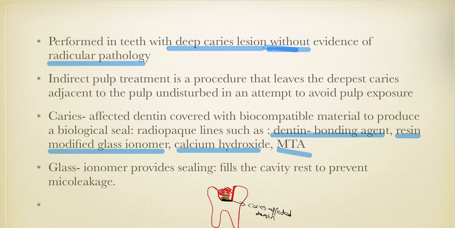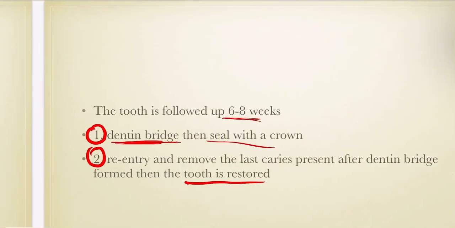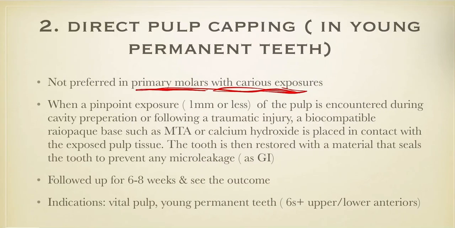but the thing here is that we don't leave any caries. This is a direct pulp capping where you put a radiopaque base such as MTA or calcium hydroxide. Then after that, we put the glass ionomer. We also follow it up for 6 to 8 weeks and see the outcome.